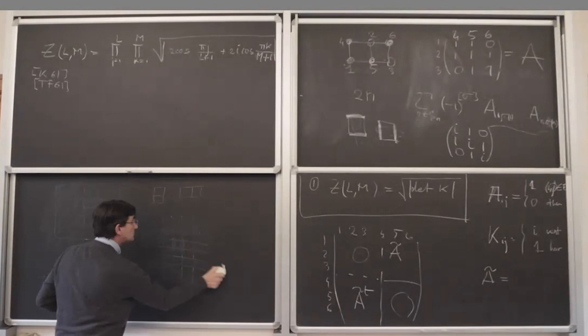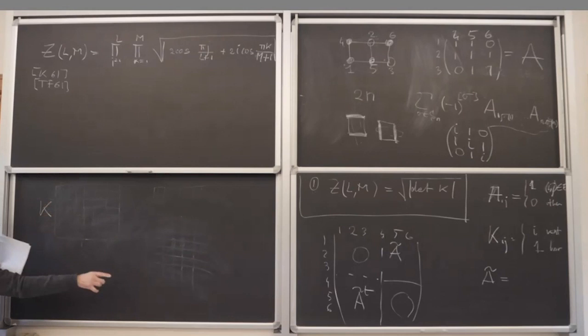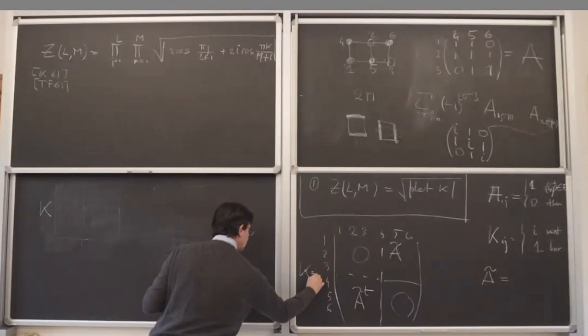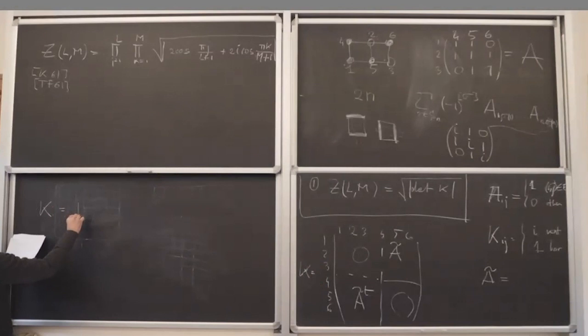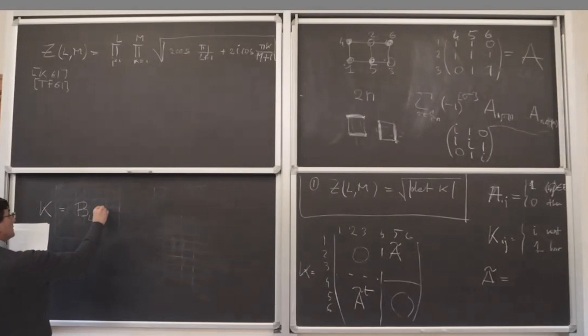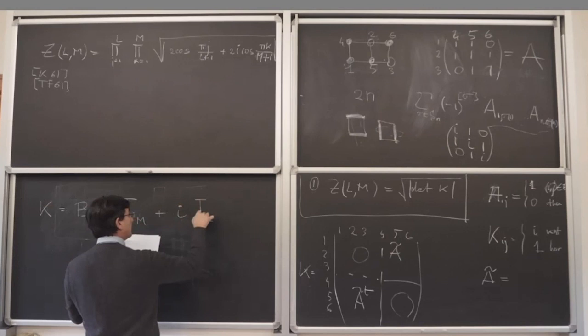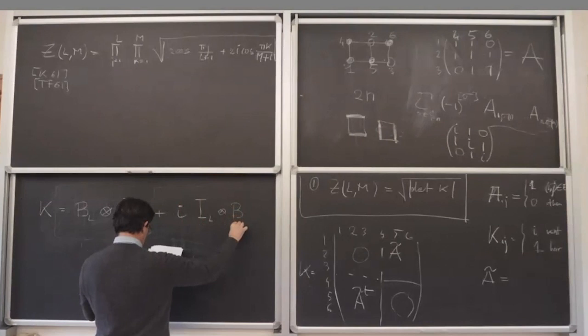This matrix can be rewritten with some thinking. You can see that the matrix K defined here can be rewritten in general as some, in the case of the square lattice, you can separate, decouple the horizontal edges and the vertical ones. And so you can write your adjacency matrix in this way, where big I is the identity, and this is just a tensor product. Okay?